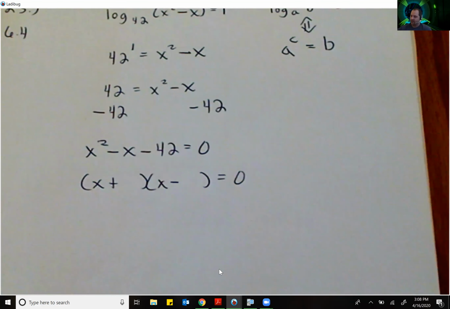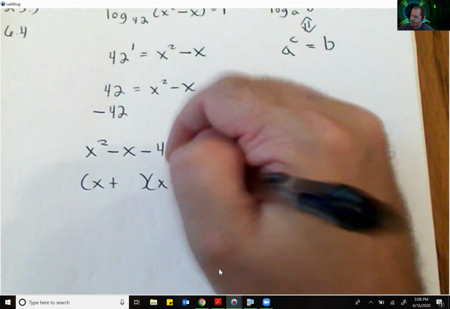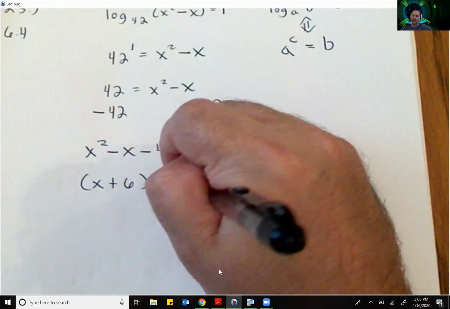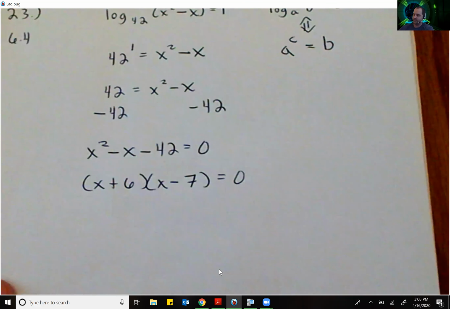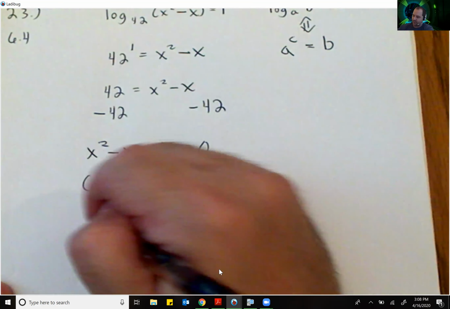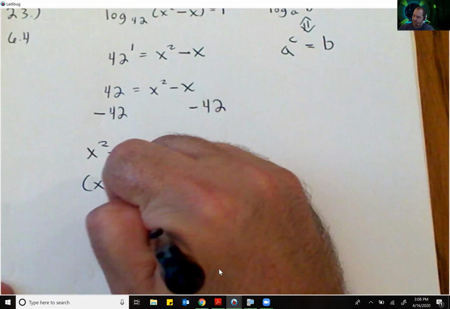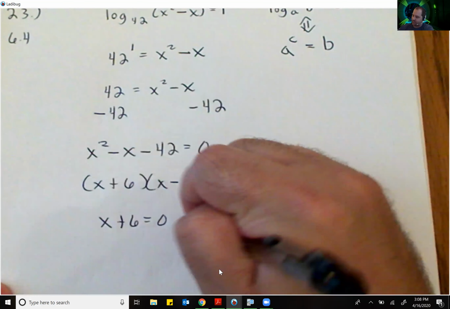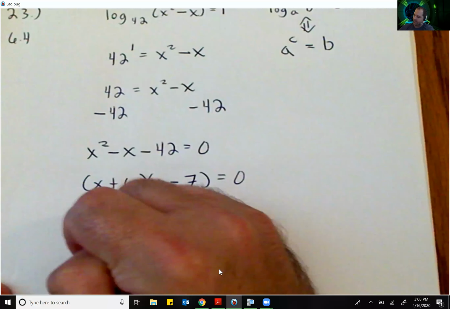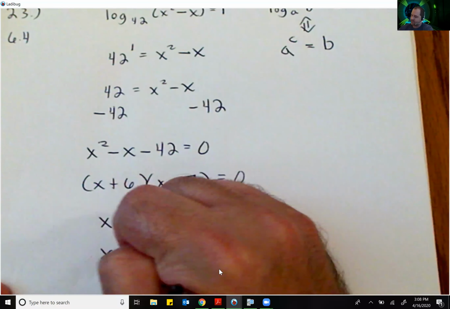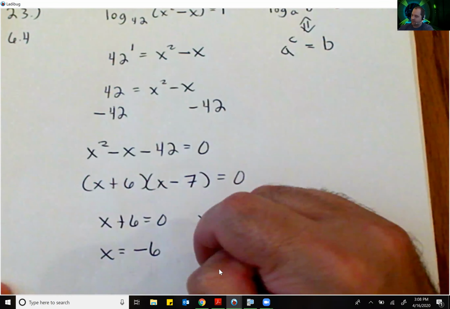Double checking. Yep. So this will be a positive 6, a negative 7. Set these equal to 0. x plus 6 equals 0. x minus 7 equals 0. We now know that x is equal to a negative 6, x is equal to a positive 7.